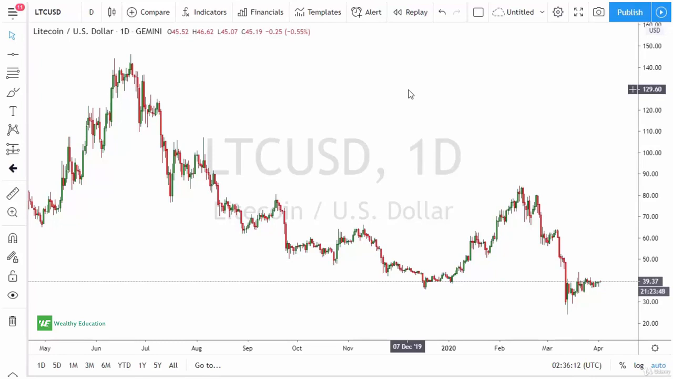Yes, you can make a few bucks here and there. In Litecoin here, certainly you could have made money buying. But the reality is you are fighting the overall trend. So what typically is advisable is find out what the longer time frame is.